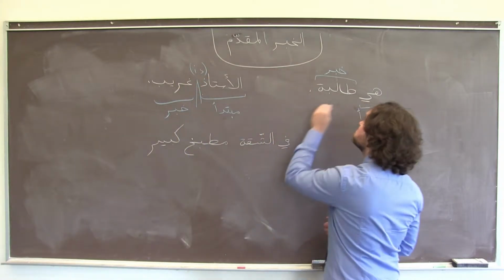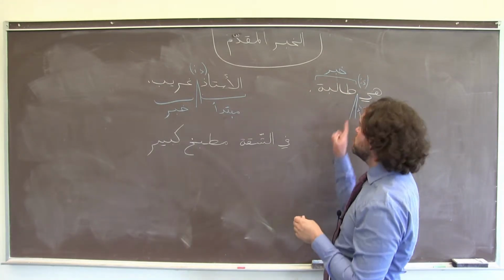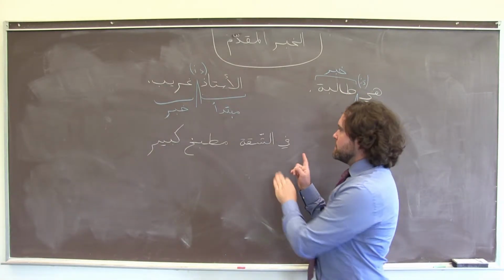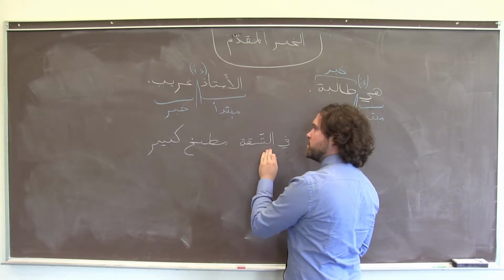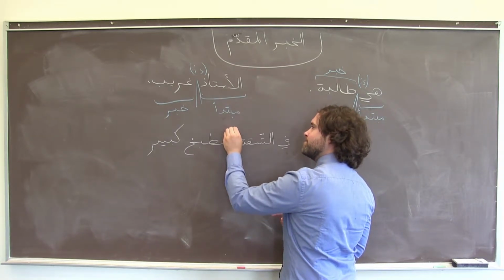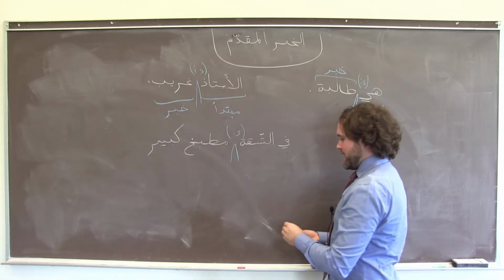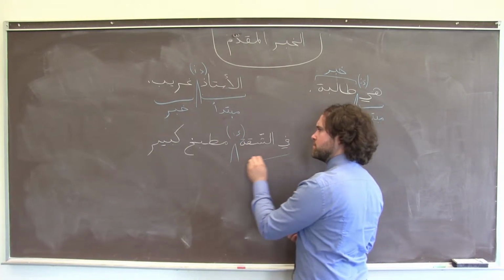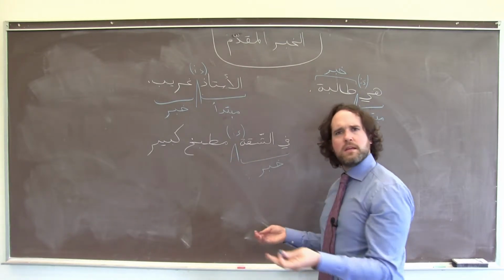Notice with these two sentences that we don't need a verb to express that idea of is. It's just implicit. هي طالبة, she student, she is a student. Similarly, in this sentence that starts with a prepositional phrase, the is just kind of implied there. And في الشقة is the khabar. مطبخ كبير, a big kitchen.